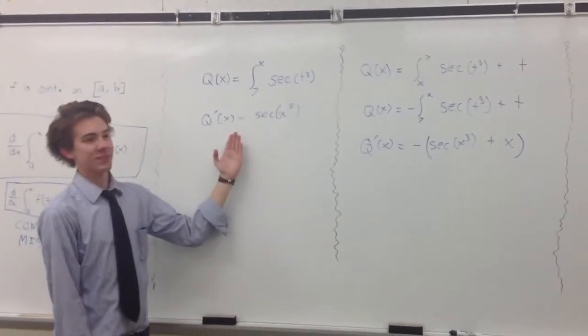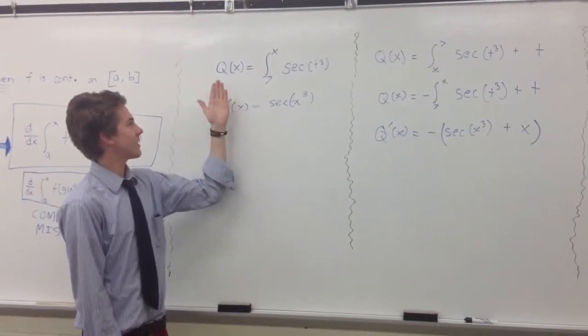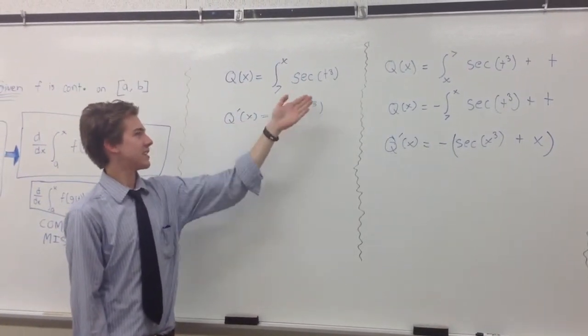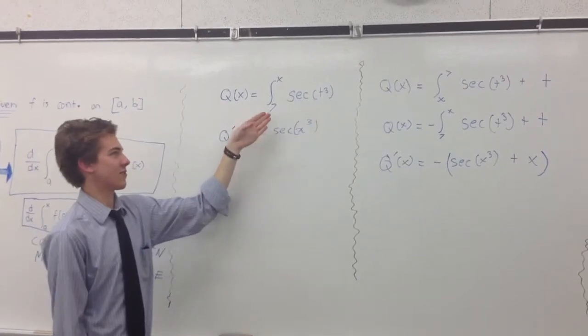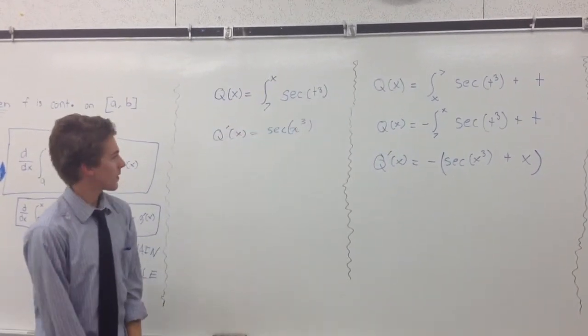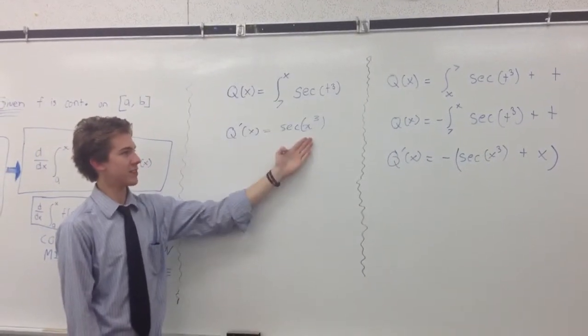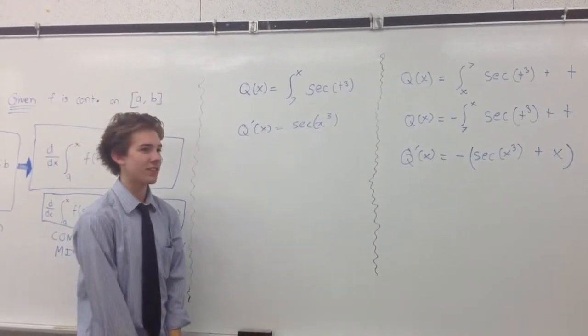So we'll start off with a simple example. We have the function q of x equals the integral of secant of t cubed from 7 to x. To take the derivative of this, we are going to plug the x in the t spot.